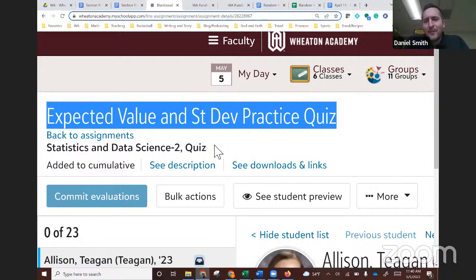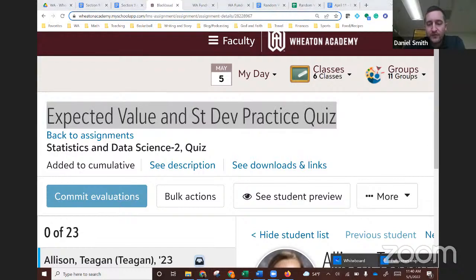I won't tell you what grade they made on it. They made either an A, B, C, or a D. I'll tell you that. But you can at least get a picture. It might help you kind of see what I'm looking for. All right, so first let's talk about expected value and standard deviation.